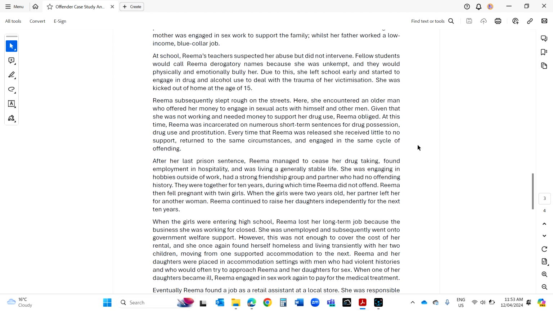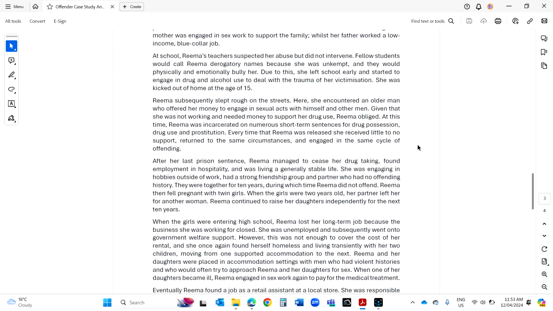So we see here repeated incidences of short-term incarceration, which can be very disruptive. She was receiving very little to no support when she was released. So here we start to see that we can perhaps attribute some of the impact on her offending to the system itself.